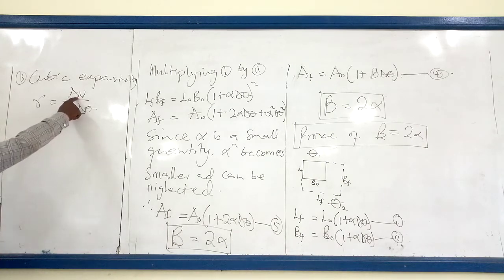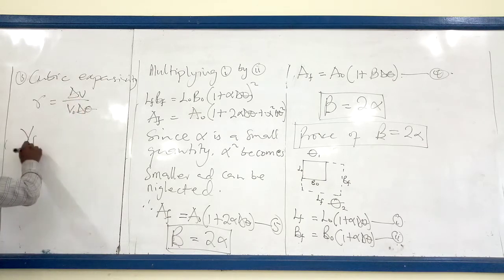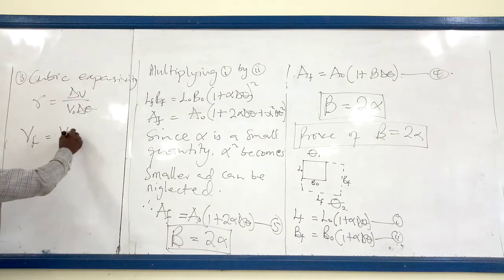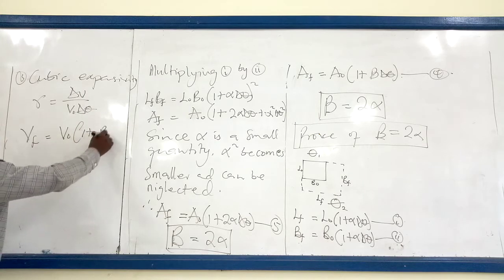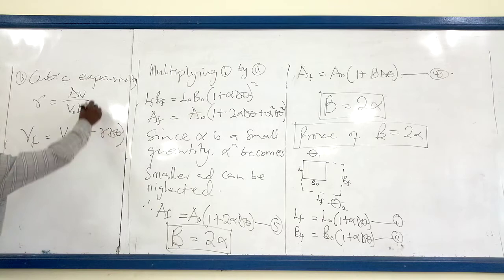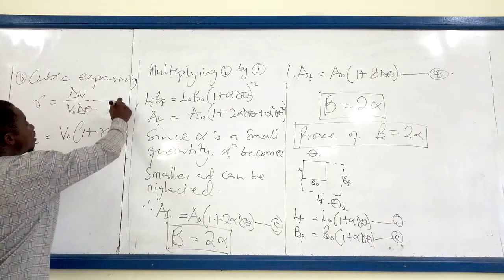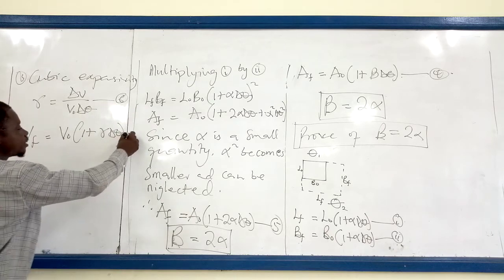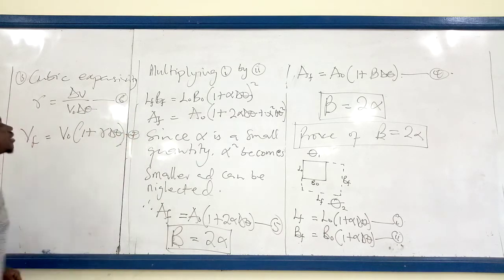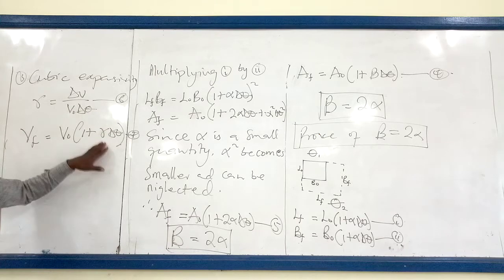So that when I represent this one by Vf minus V naught, and I make Vf the subject, I'll get V naught into bracket 1 plus gamma delta theta. So equation 6 and equation 7. Take note of equation 6 and 7 very well for volume expansivity.